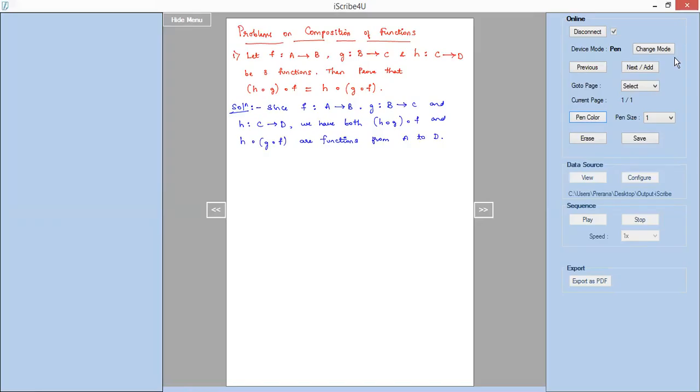A to D. So now let us take any element x belonging to the set A. For any x belonging to the set A, we consider the LHS part, that is (h∘g)∘f on the element x. (h∘g)∘f of x we are considering. So this can be written as (h∘g) of f of x.